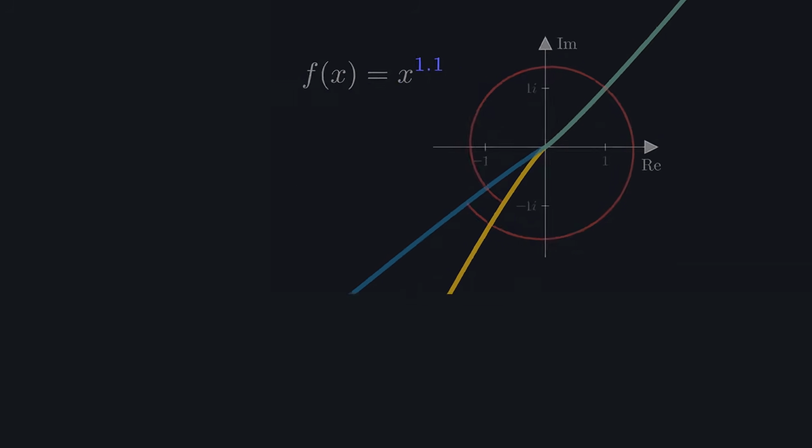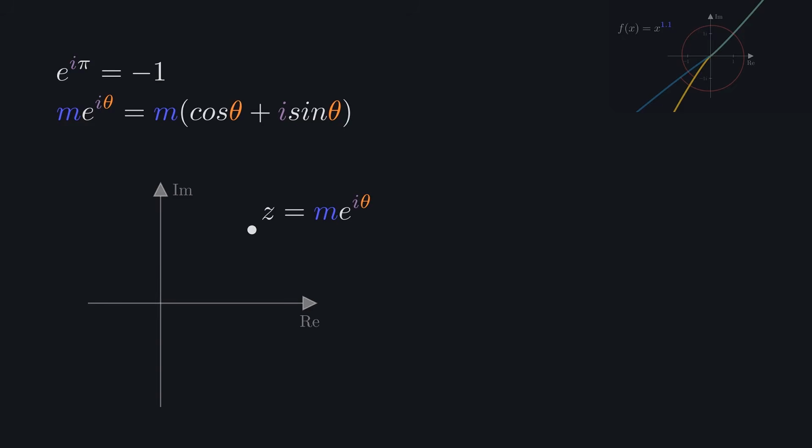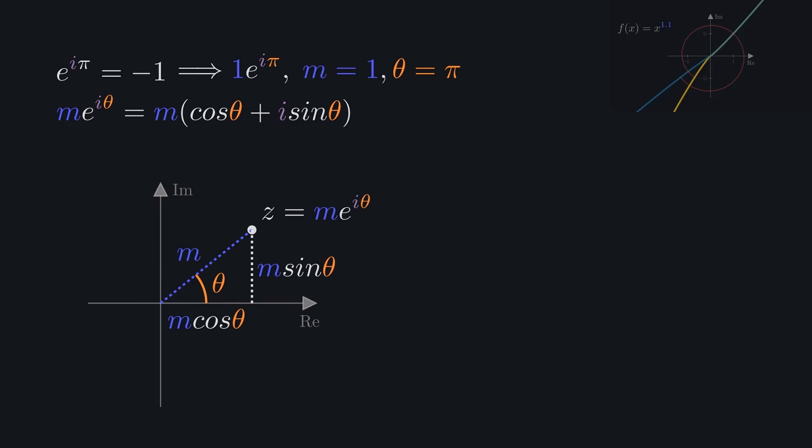How is this possible? I'm sure you've heard of the famous Euler's identity, the one that states that e to the i pi equals -1. This is actually a special case of representing a complex number in terms of magnitude and an angle. The full form would look like this. So a complex number z given by this expression would be m distance away from the origin at a theta angle in respect to the real axis, which means its real and imaginary parts could be obtained trigonometrically like this. The famous special form of Euler's identity is just a complex number of magnitude 1 and an angle of pi radians, halfway around the circle.